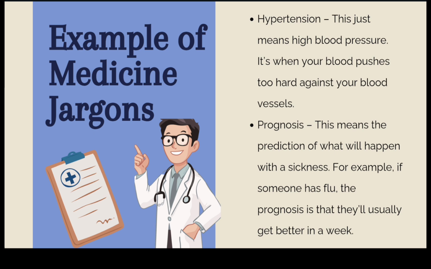Next, we have the prognosis. This means the prediction of what will happen with a sickness. For example, if someone has flu, the prognosis is that they'll usually get better in a week.